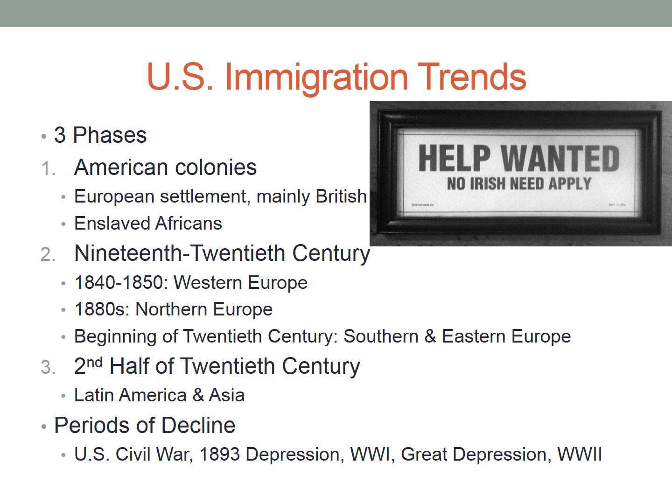Now, there were periods of decline, particularly around conflicts, so the US Civil War, World War I, World War II, and economic decline. So mid 1890s, the 1893 Depression, and the Great Depression, we saw big valleys in the amount of migration.